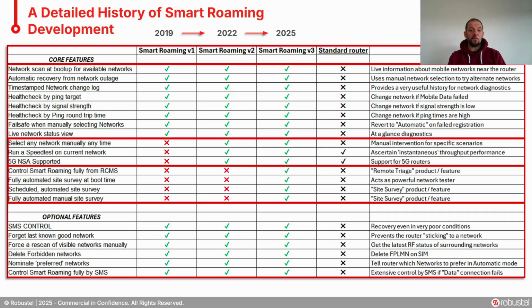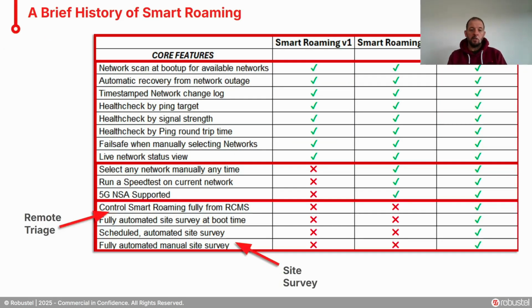So this is the long list of what we've just discussed. Smart Roaming V1 had the basic resilience features. V2 went on to selecting and speed testing, and V3, it's frankly a spectacular piece of software now. And if you're using multi-network SIMs, do not roll out an estate of devices around a country or around the world without some sort of tool like this. So, key things in Smart Roaming v3: Remote Triage and Site Survey.